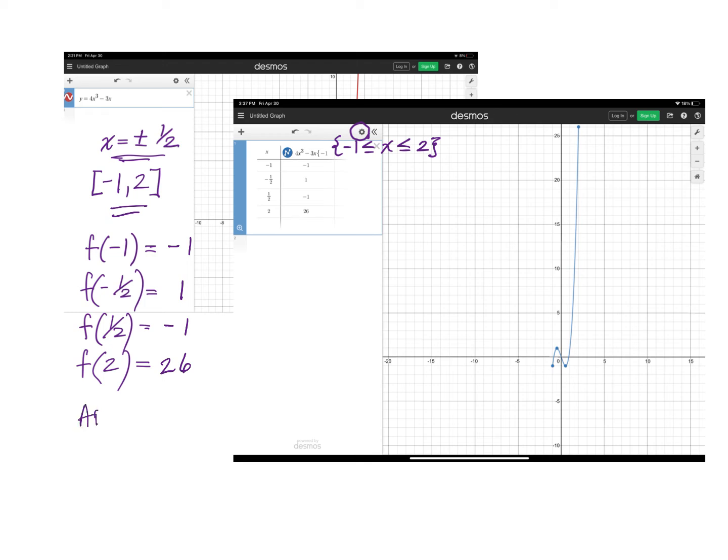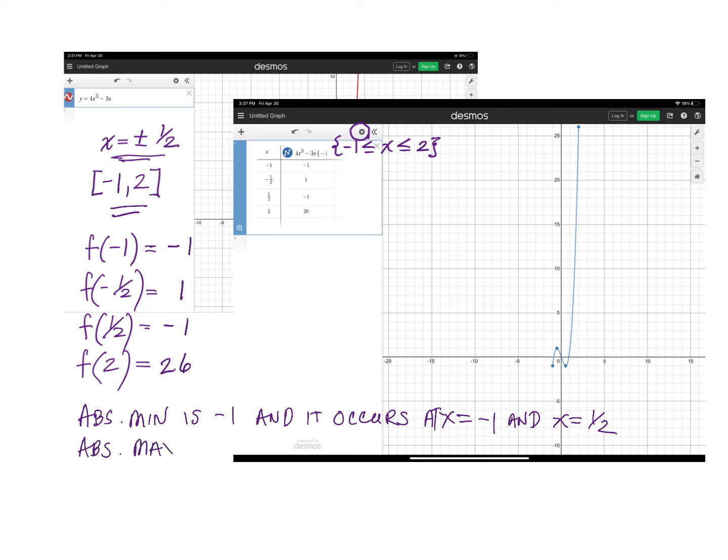So the absolute minimum is -1, and it occurs at two places actually, and that's okay. At x equals -1 and at x equals 1/2. And then the absolute maximum is 26, and it occurs at x equals 2. All right?